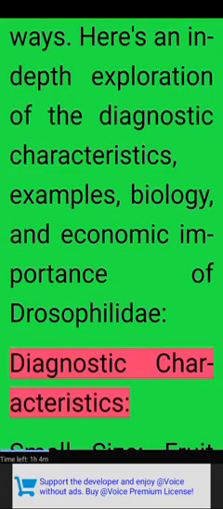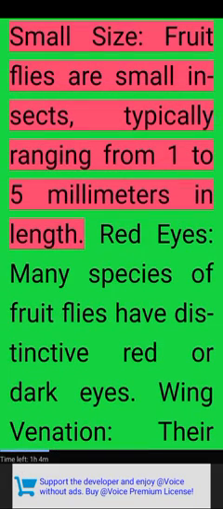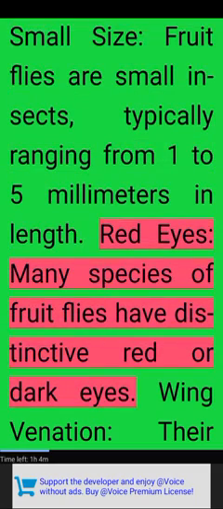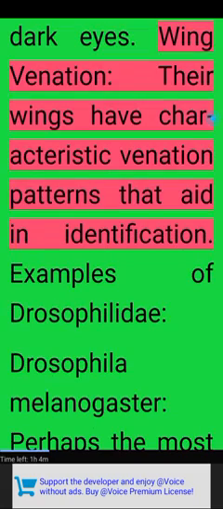Diagnostic characteristics. Small size. Fruit flies are small insects, typically ranging from 1 to 5 millimeters in length. Red eyes. Many species of fruit flies have distinctive red or dark eyes. Wing venation. Their wings have characteristic venation patterns that aid in identification.